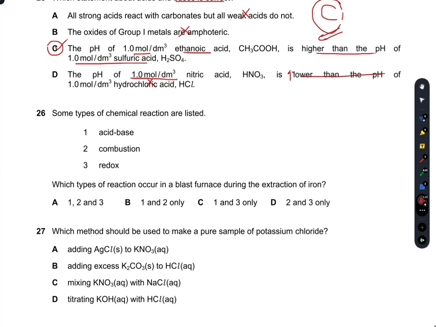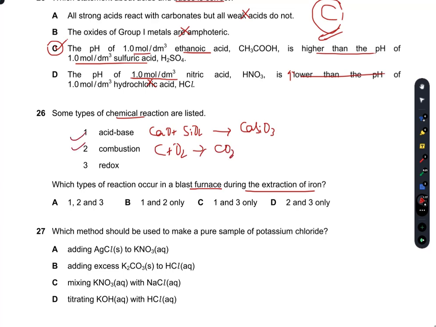Some types of chemical reactions are listed. Which type of reactions occur in a blast furnace during the extraction of iron? An acid-base reaction occurs when calcium oxide reacts with SiO2 to form calcium silicate slag. An acid-base reaction also occurs when carbon reacts with oxygen to form carbon dioxide.